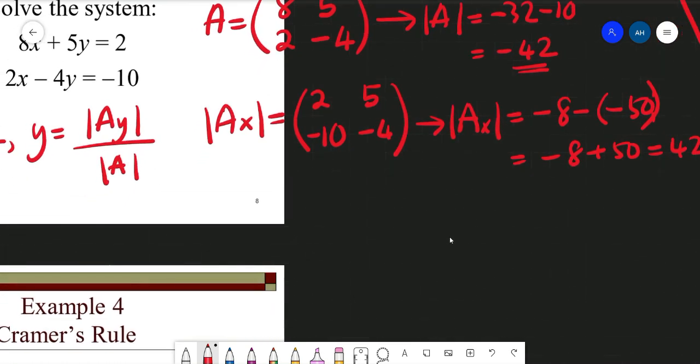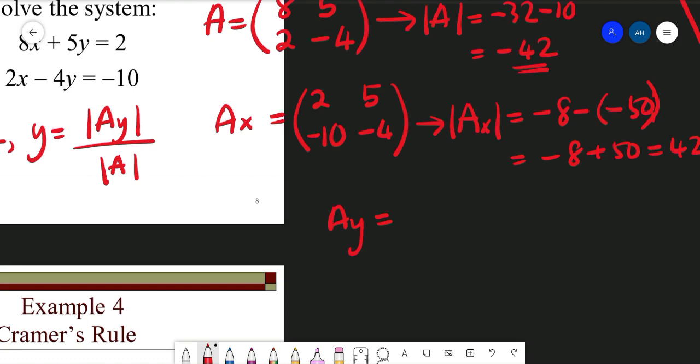Okay, now for matrix Ay, this is just the matrix, not the determinant yet. We are going to find the determinant over there. So what is matrix Ay?